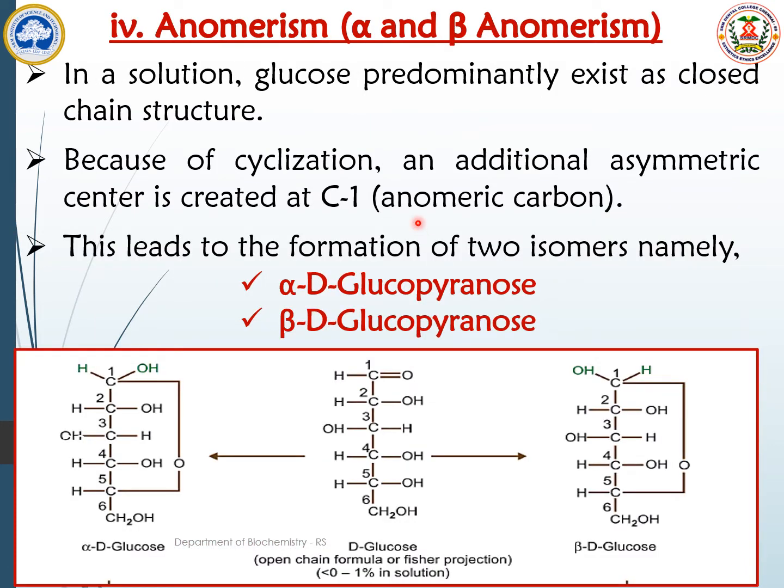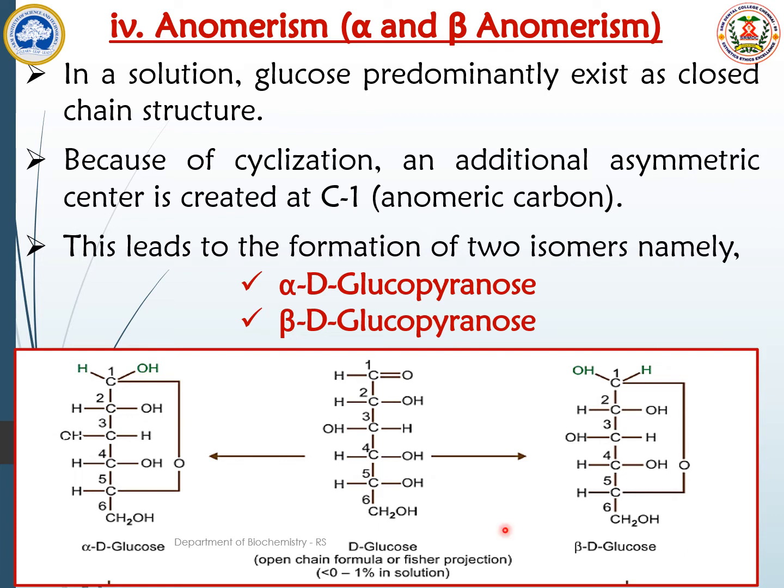Anomerism. There are two forms of anomers available, alpha and beta anomers. As I already discussed, glucose predominantly exists as a closed chain structure in a solution. When you dissolve glucose in a solution, it undergoes a cyclization reaction to form a stable ring. During the cyclization reaction, the anomeric carbon forms a hemiacetal linkage with the fifth carbon. During this process, an additional asymmetric center is created at carbon 1, which can give rise to two forms of isomers, alpha D-glucopyranose and beta D-glucopyranose.